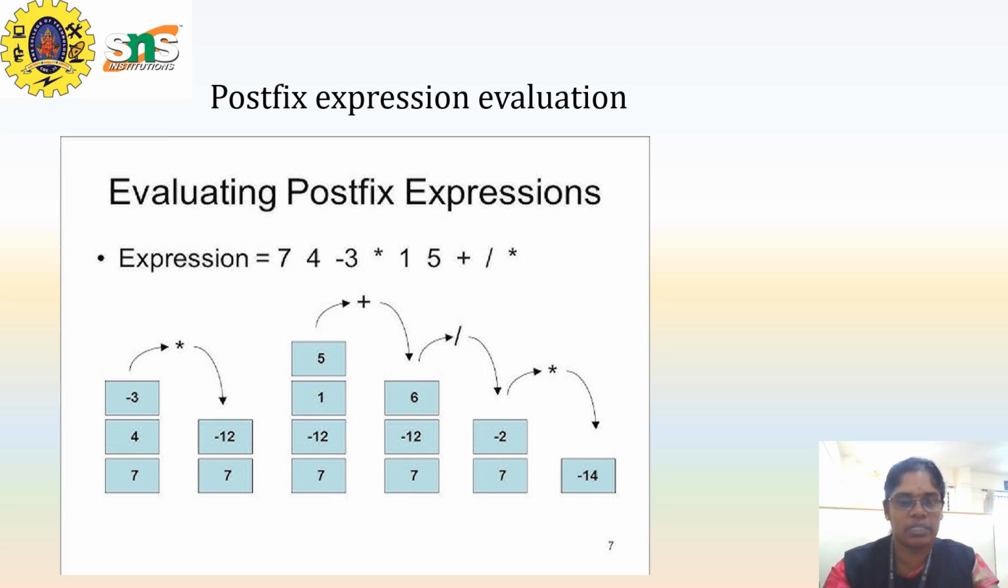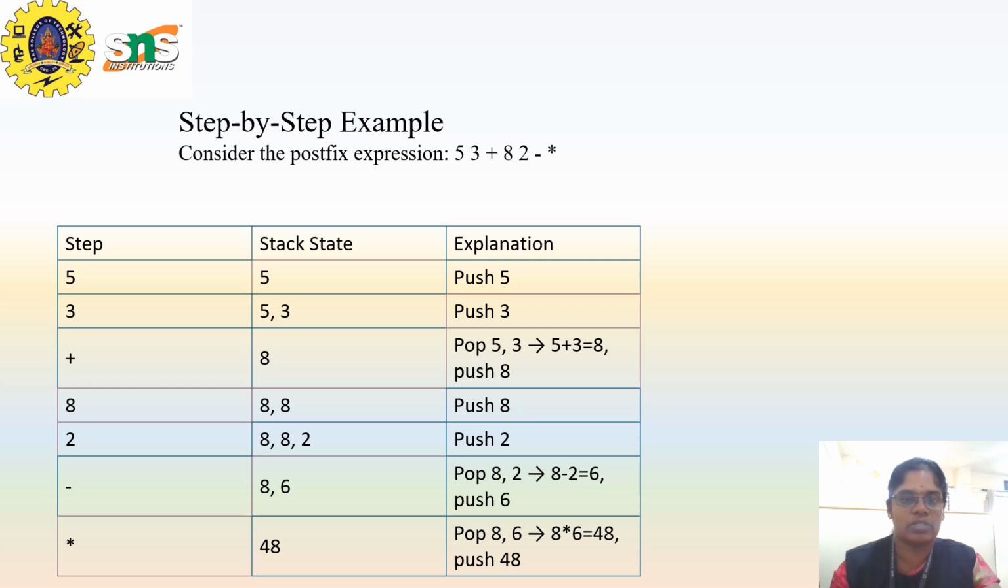The next operator is plus. Then perform the calculation. 5 plus 1 is 6. The 6 is stored on the stack. 7, minus 12 and 6. The next operator is slash. Then perform the calculation. Minus 12 by 6 is minus 2. Minus 2 is stored on the stack. Then the last operator is multiplication. Minus 2 into 7 is minus 14. This is the format used in the stack for denoting the expressions.